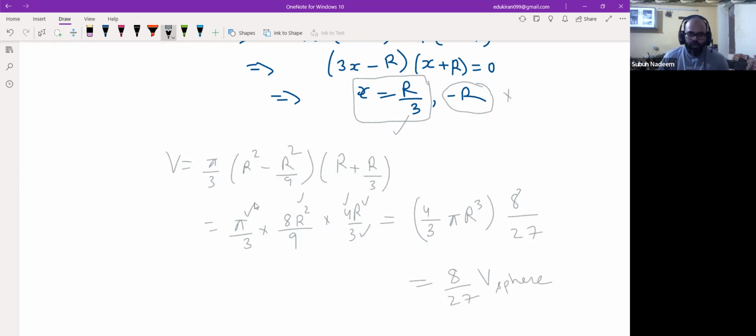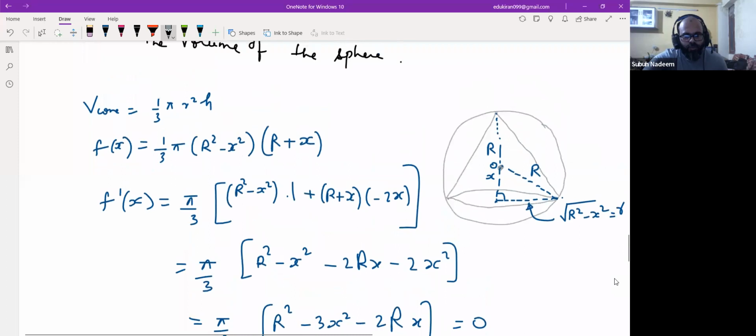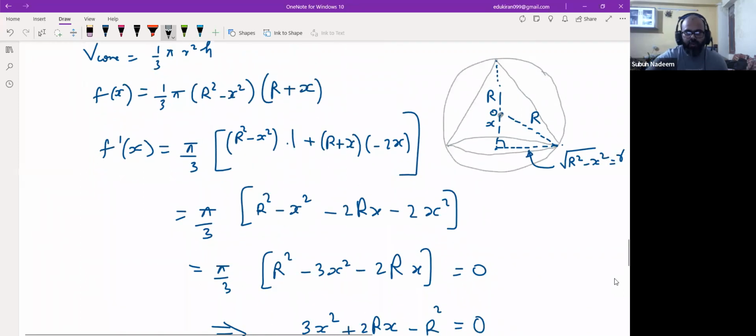So this is what we have to show, that the maximum volume cone is equal to 8 by 27 of the volume of the sphere. You can write this down from here. Starts from here. The question is given in the book. So starts from here.